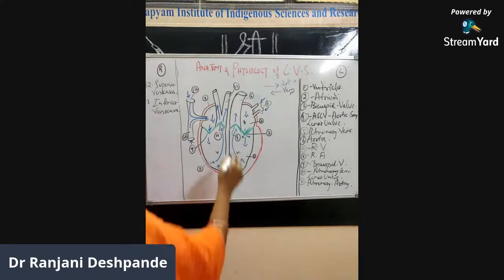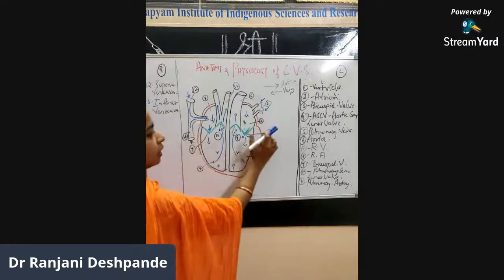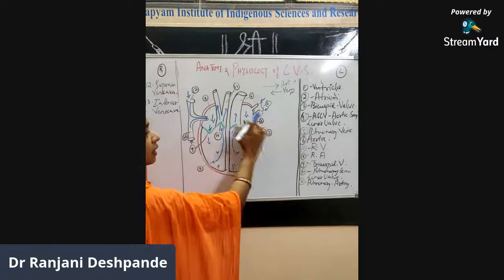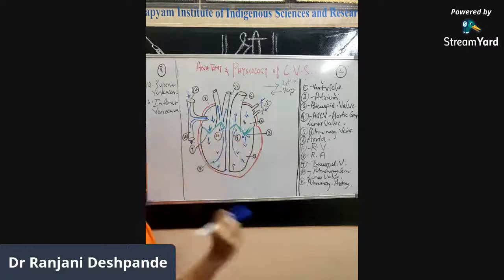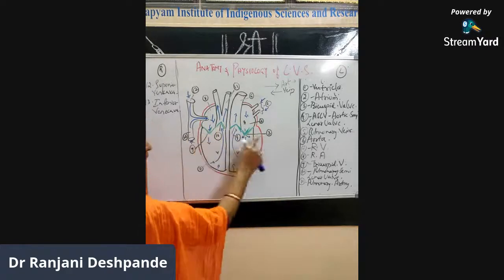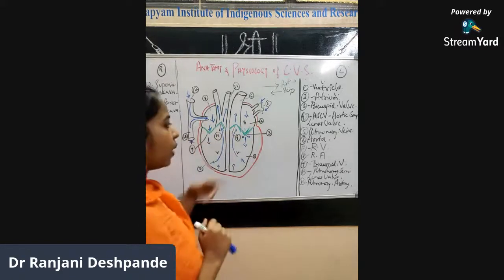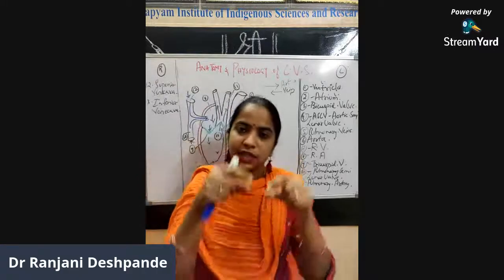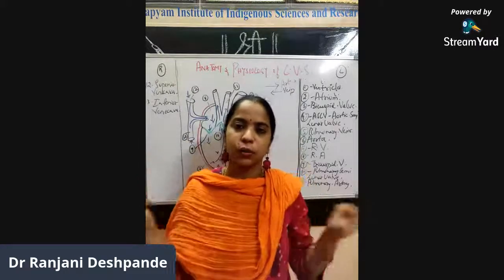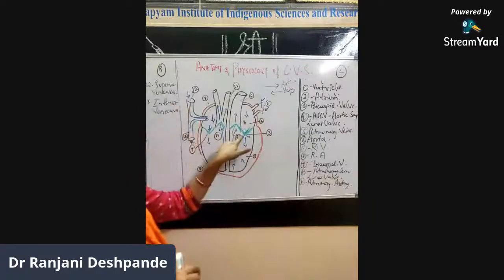Okay. So the major role in the blood flow through the heart is regulated by these valves. Why? Why is there a valve? We have valves in taps, right? In how the water flows. The same mechanism is here.